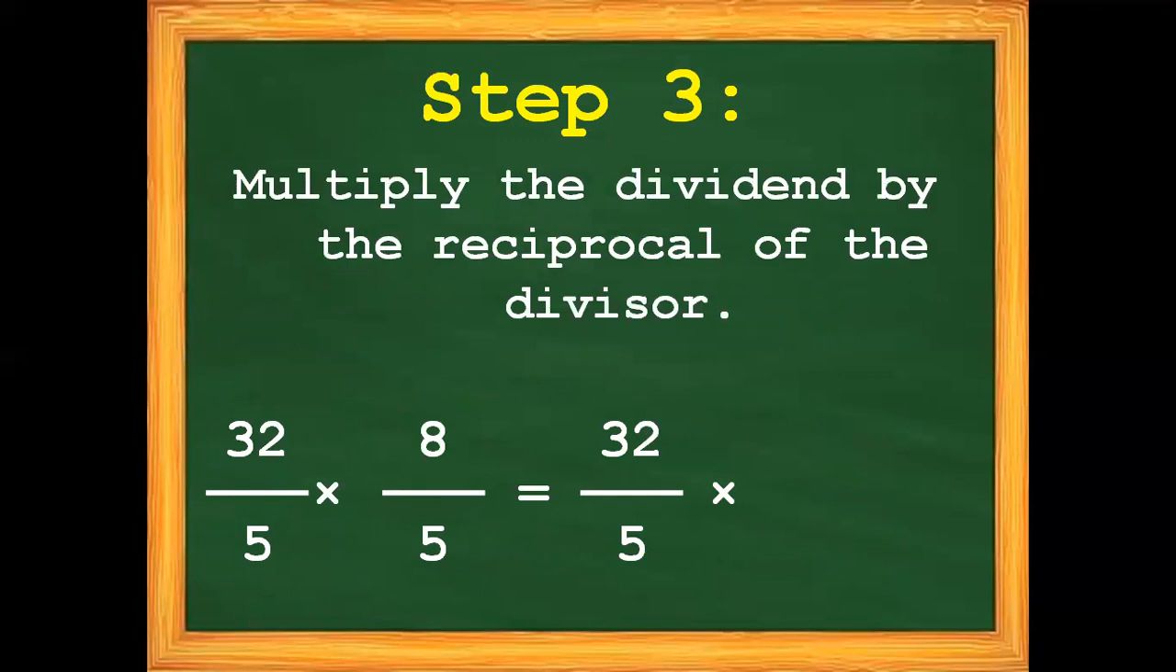Step number 3. Multiply the dividend by the reciprocal of the divisor. Our divisor here is 8 fifths, so we need to give the reciprocal of 8 fifths, and that is 5 eighths. So we have 32 fifths times 5 eighths.